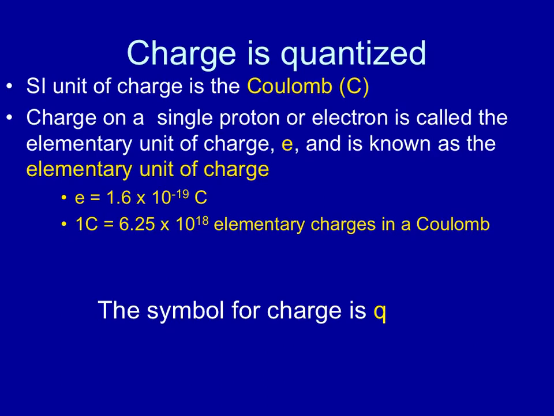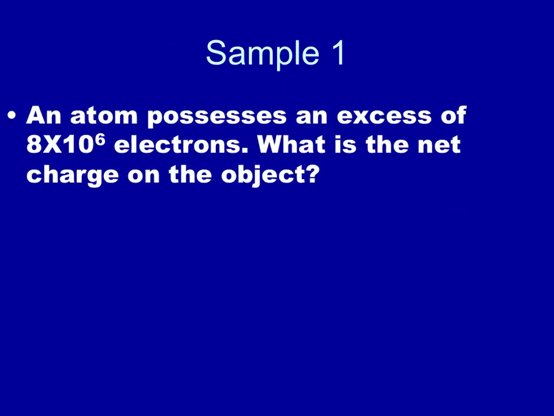Now, 1 coulomb is 6.25 times 10 to the 18th elementary charges. It's essentially the reciprocal of 1.6 times 10 to the negative 19th. And the symbol we're going to use in equations for electric charge is Q. Now, let's look at a sample problem.